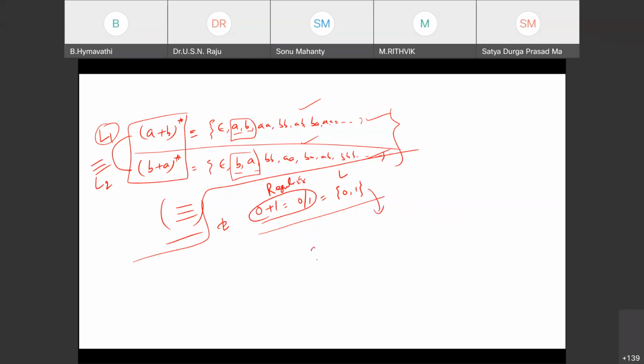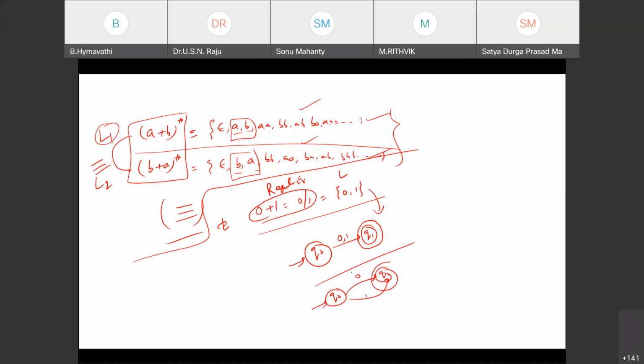So what is the automata for this? Q0 to Q1 should accept 0 or 1. Now Q1 is the final state, with 0 comma 1. Can I write it like this? Or exactly like this. If you have any confusion, you write it like this, 0, 1.